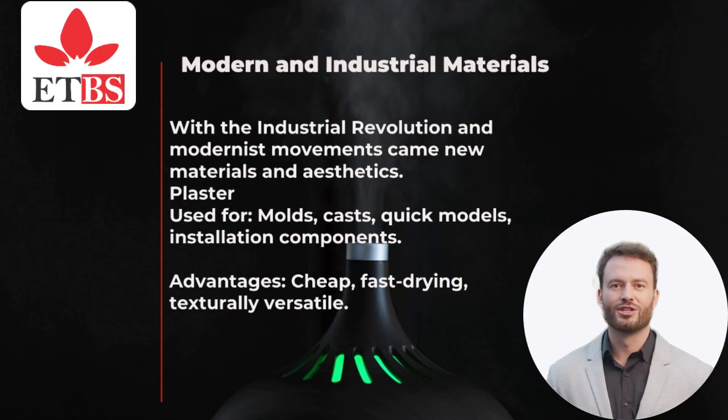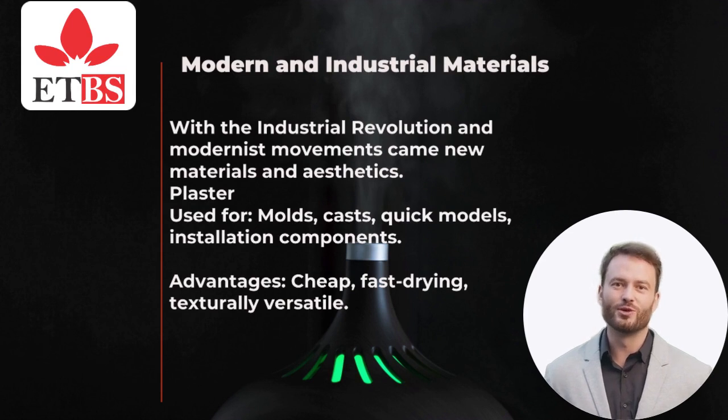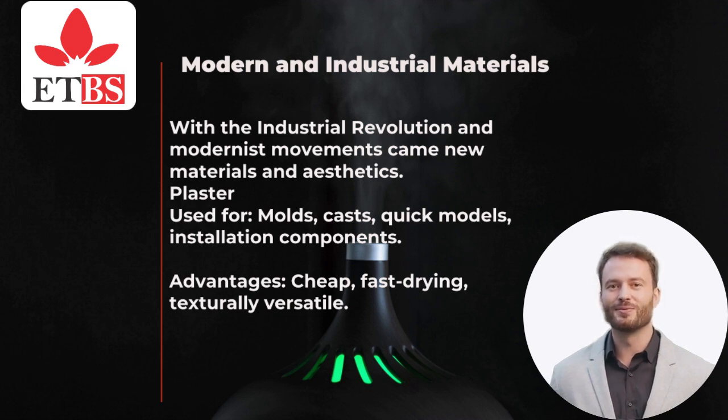Modern and industrial materials. With the Industrial Revolution and modernist movements came new materials and aesthetics. Plaster: used for molds, casts, quick models, installation components. Advantages: cheap, fast-drying, texturally versatile. Cautions: brittle if not reinforced, non-permanent.